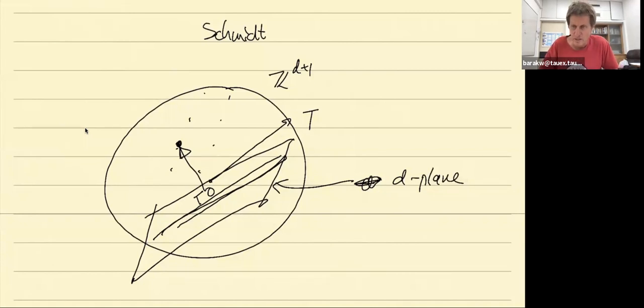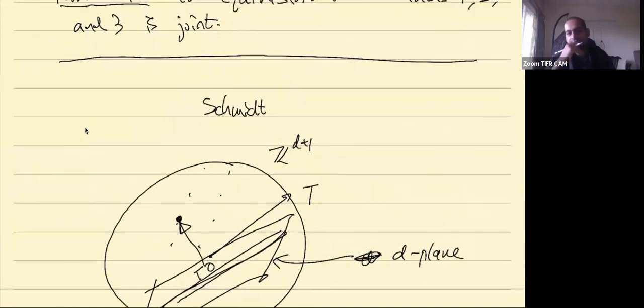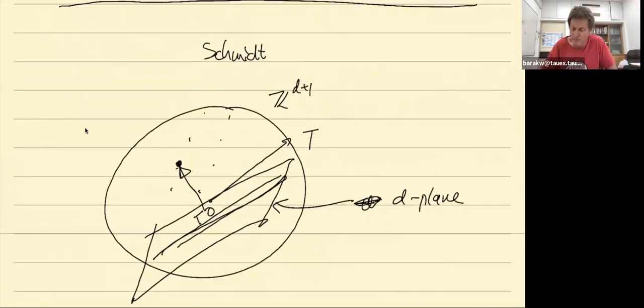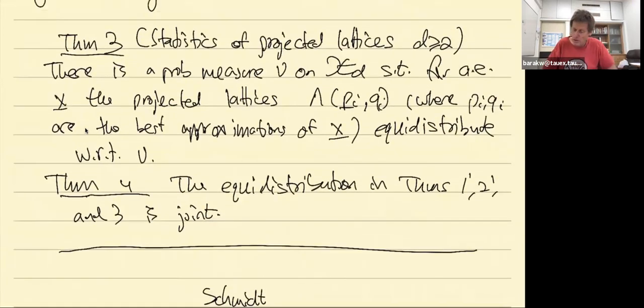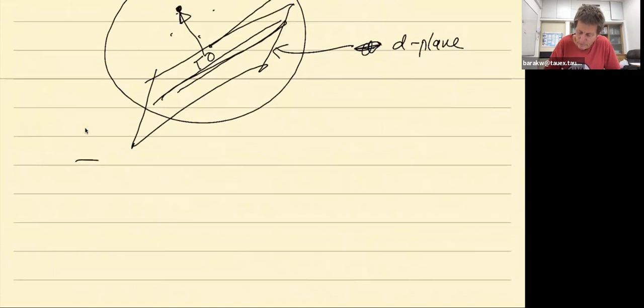And Schmidt tells you the statistics. It's actually a very beautiful paper. And we do the same, except our measure actually is not the same as the measure of Schmidt. We don't get exactly the same measure, interestingly enough. And also, we just choose the vectors in a different way. We choose them according to the best approximations of a pre-given vector X.